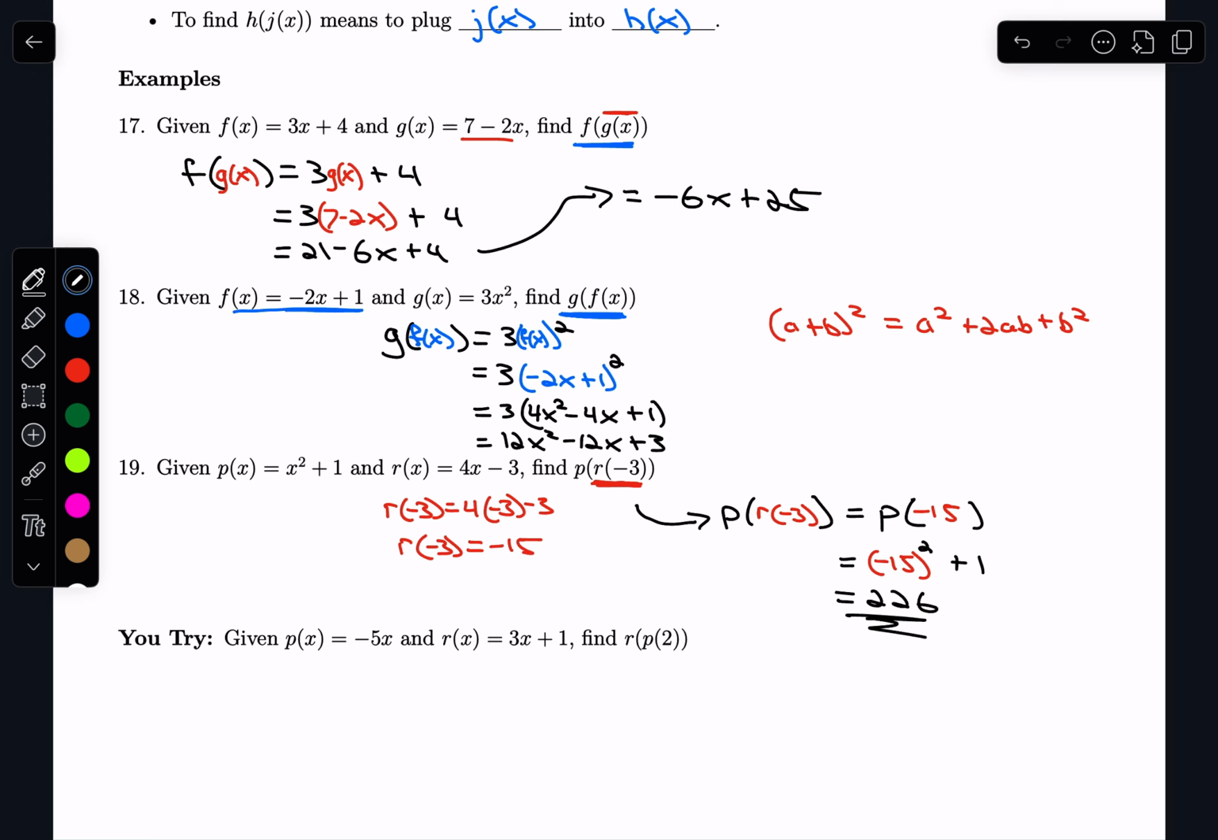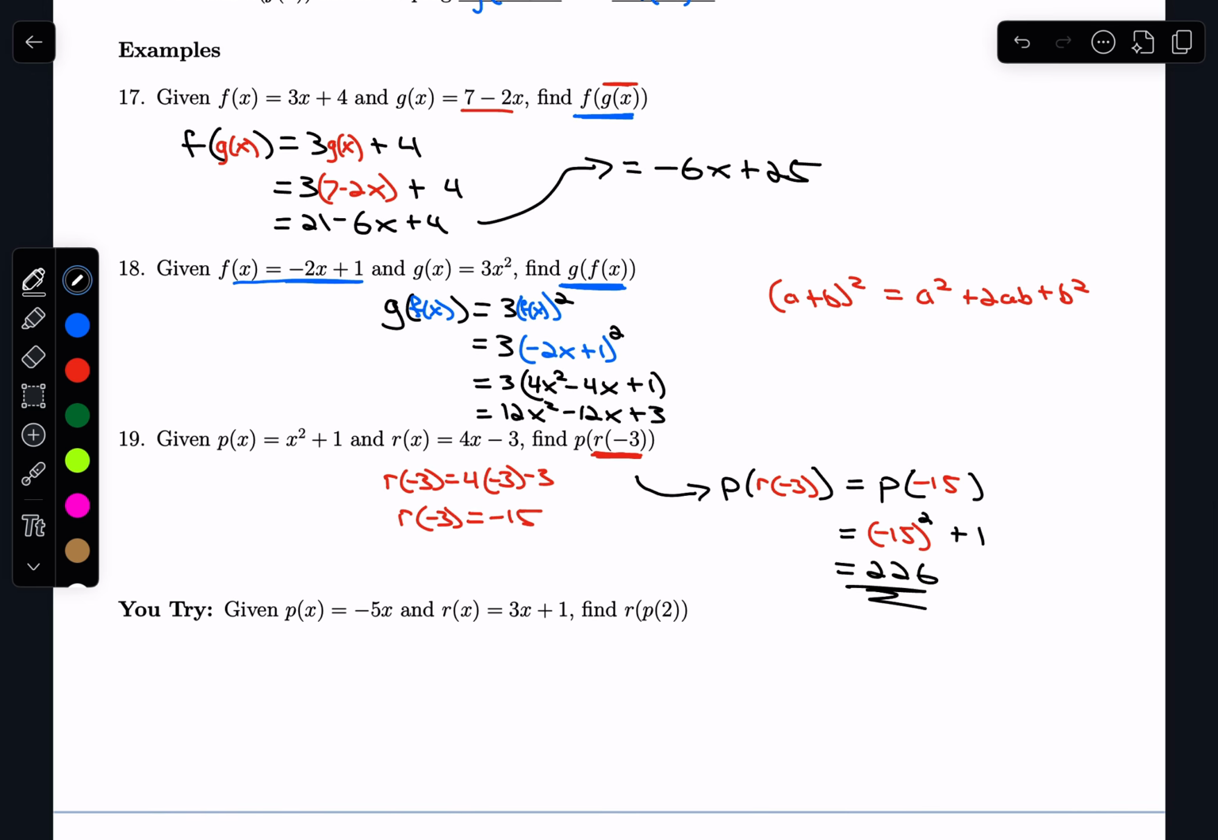All right, hopefully you paused. Let's finish this thing off. So given p of x is negative 5x and r of x is 3x plus 1, find r of p of 2. First thing we got to do is find p of 2, because that's the inner function. So p of 2 is going to be equal to negative 5 times 2, which is just negative 10. So now over on the right, if we want to find r of p of 2, really all we're doing is finding r of negative 10.